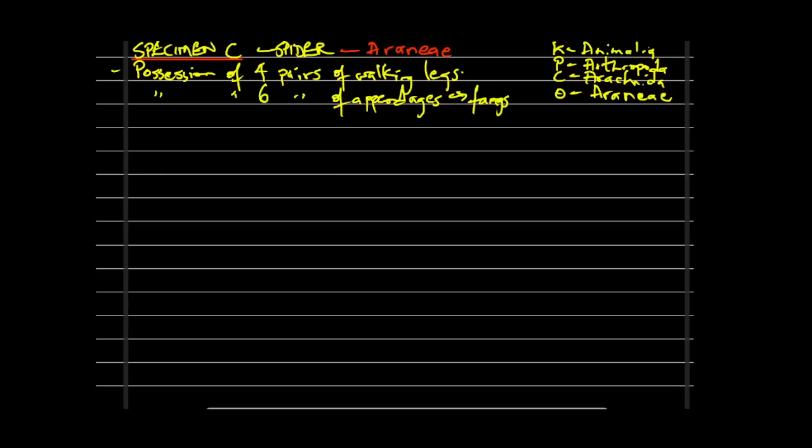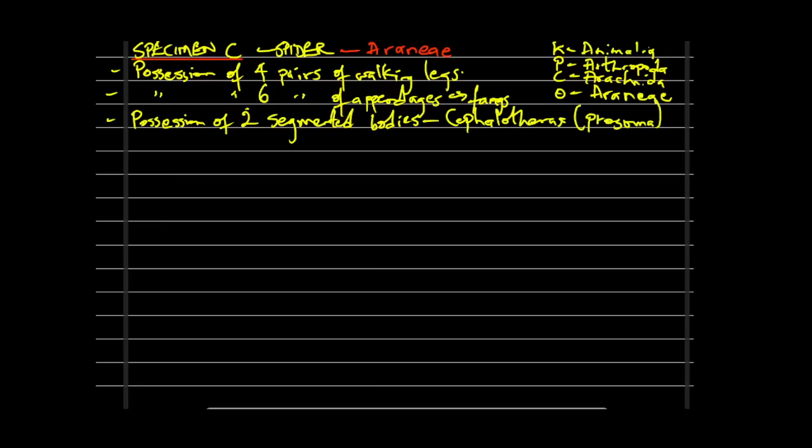these arthropods, they have 2 segmented bodies. Possession of two segmented bodies. Yes, the bodies that they have are the cephalothorax, which is also called the prosoma. They have the cephalothorax, or the prosoma, that is the head, and then they also have the abdomen. So we have the one and two. Those are the two segmented bodies they have, the head, which is also called the cephalothorax or the prosoma, and then the abdomen.